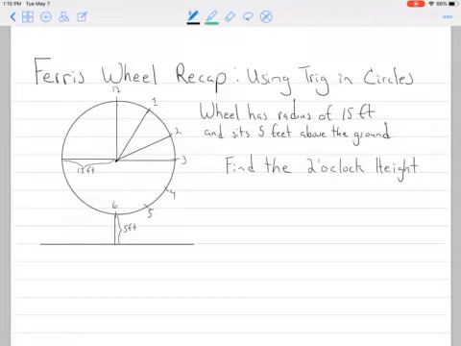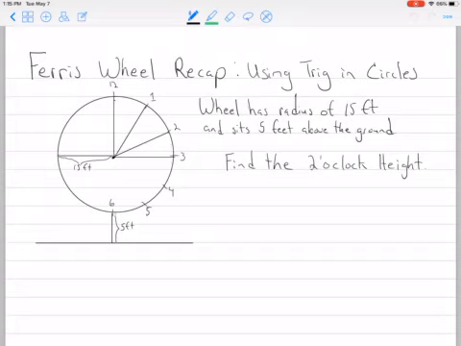All right. Write everything down. We're about to do this Ferris wheel recap from what we did in class the other day. Really talking about using trigonometry, but in circles. Draw the Ferris wheel in your notes. Write everything down. So this wheel has a radius of 15 feet, and it sits 5 feet above the ground.